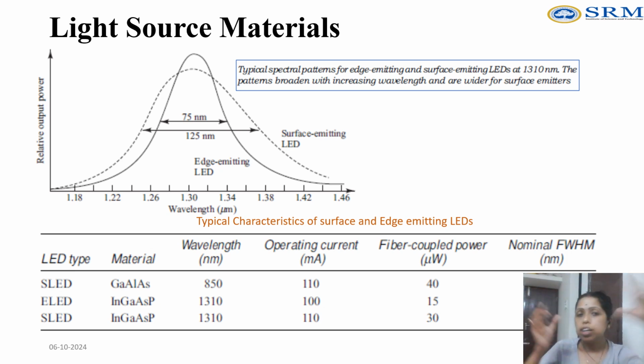For that reason the beam area will be larger in the case of the surface emitting LED. In the case of the edge emitting LED, the light comes from the edge of the device. From the edge emitting diode, you can see the narrow spectrum response. For different applications, you can use the surface emitting diode, and sometimes you have to use the edge emitting diode. This depends on the application.